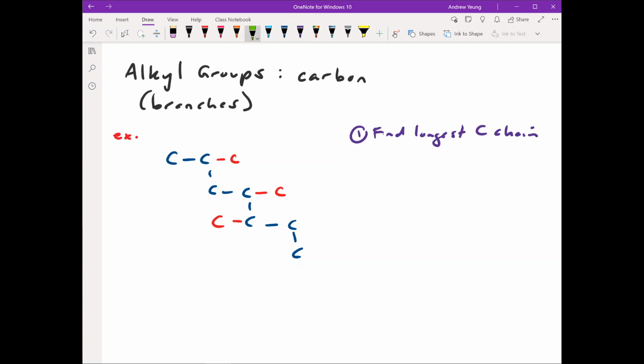Again, there's no one right way of doing it. You just do it by trial and error. 1, 2, 3, 4, 5, 6. 1, 2, 3, 4, 5. 1, 2, 3, 4. You just want to find the longest carbon chain. Once you find it, I would encourage you to circle it.